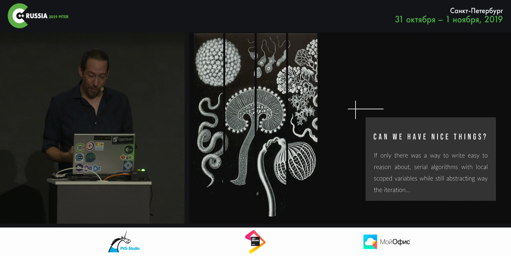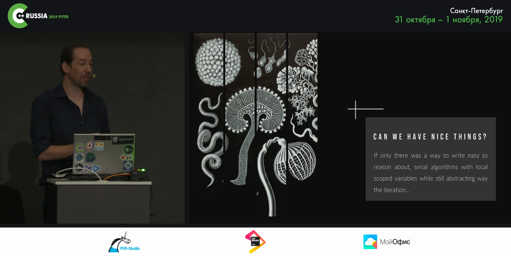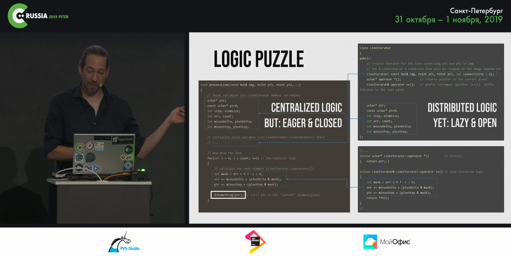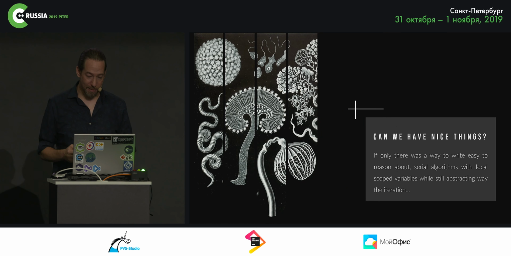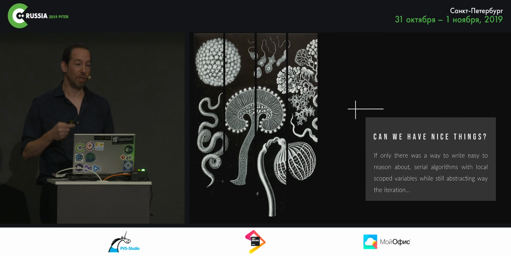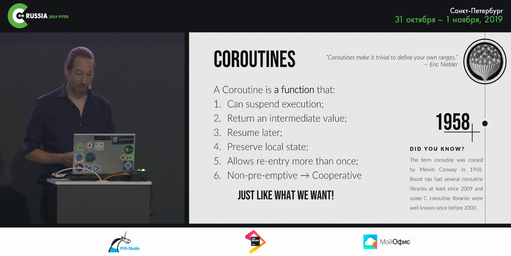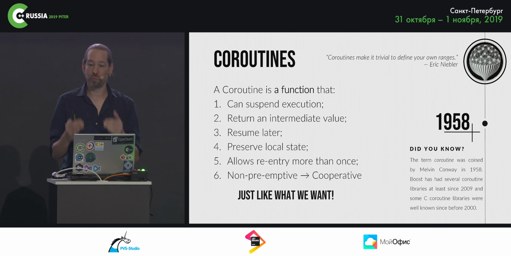If only there was some way to write easy-to-reason-about serial-looking code like the function on the left that we saw, like process line here, that still allows us to abstract away the iteration, and not commit to some predefined operation when we're writing our class. This is what coroutines allow us. It's one of their essential properties.